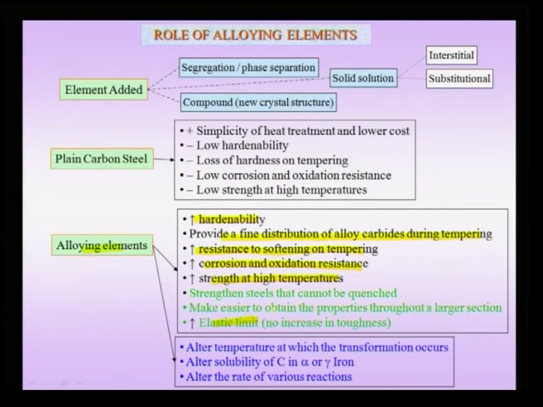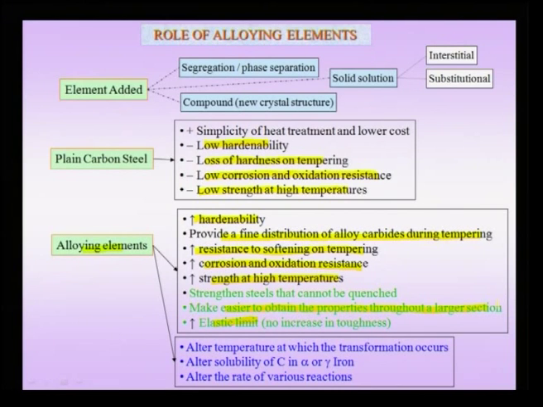Now, there are many more benefits which are not listed here, especially when added in a combination. They can give a unique combination of properties which are not available in plain carbon steels. Of course, all these alloying elements also combat some of the negative points which are there in plain carbon steels, like low hardenability, severe loss of hardness on tempering, low corrosion and oxidation resistance, and low strength at high temperatures.